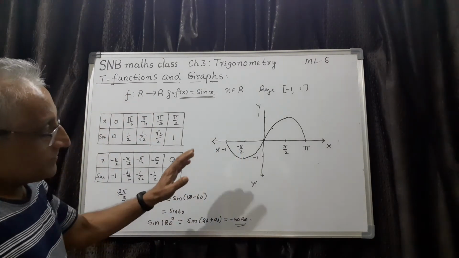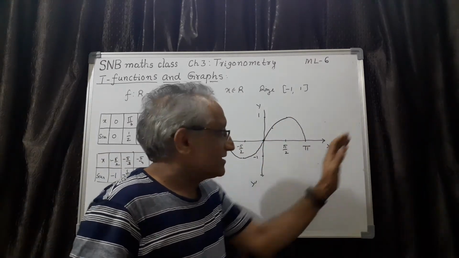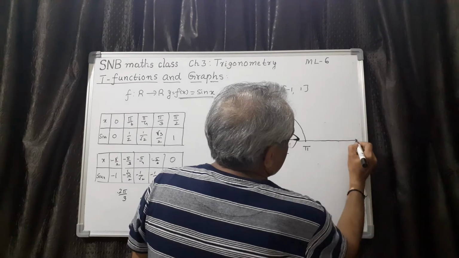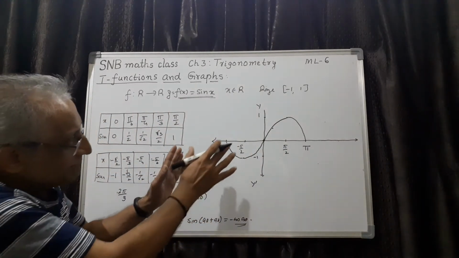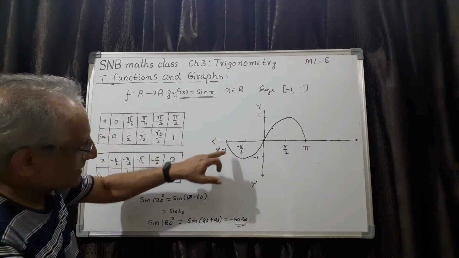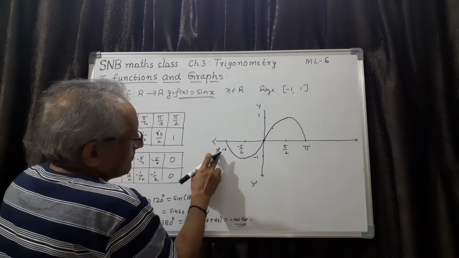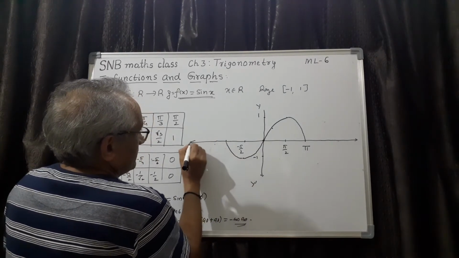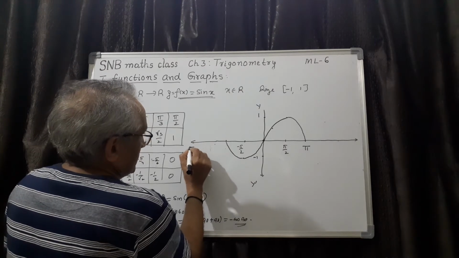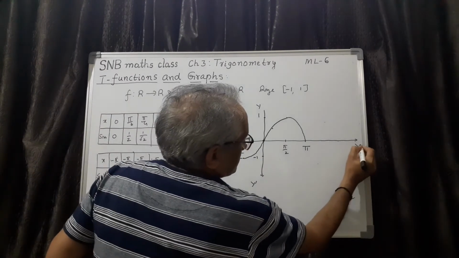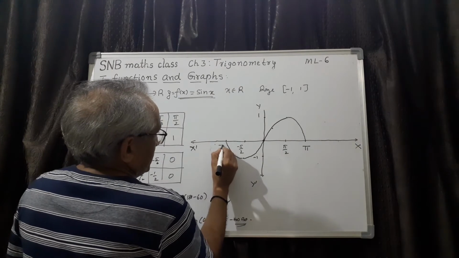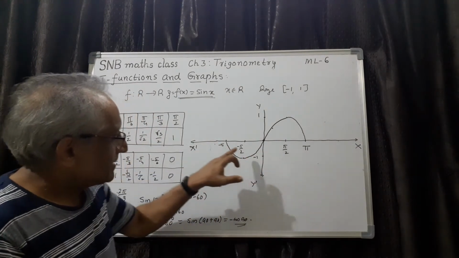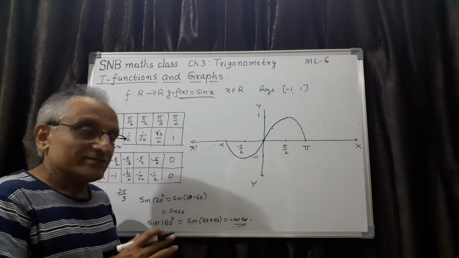Now you can extend this graph. That's why it is called a periodic function. It's a very beautiful graph. It goes like this. This is minus 1. Here this is minus pi. I will extend this line. This is x dash, this is x. This is minus pi. So it is one branch, minus pi to plus pi. And there are many other things which you can understand.